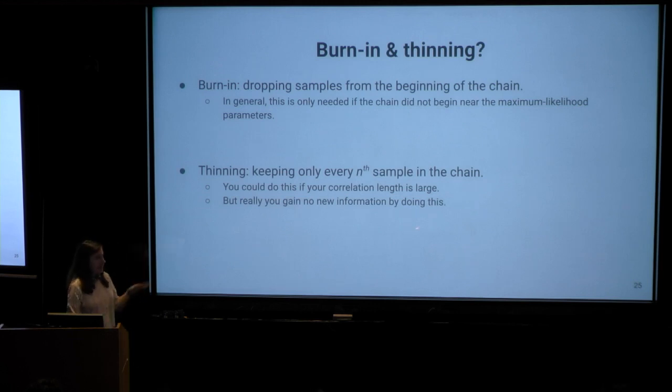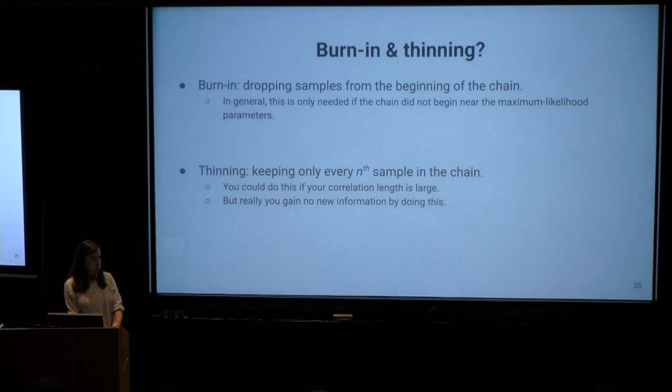So a couple of other related concepts that I wanted to go through are burn-in and thinning, and these are both things that people do sometimes as post-processing. After they've generated their MCMC chain, you might burn it in, and that means that you take some number of samples from the beginning of the chain and you cut those out, and you keep only the chain after it's been running or burned in for some time.